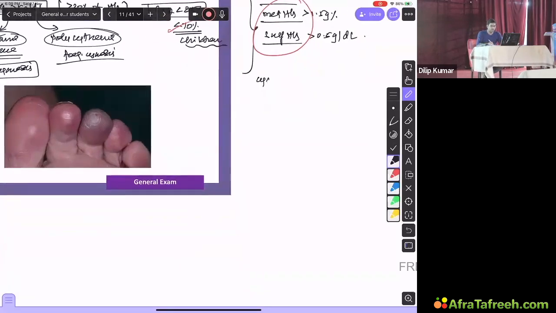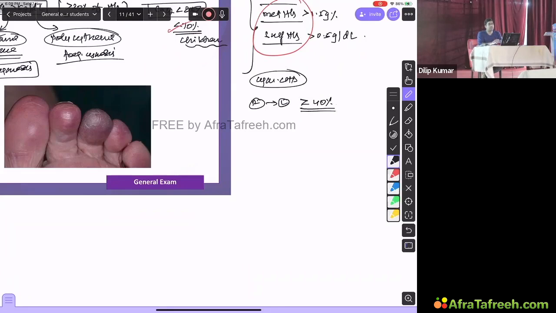Everyone knows that cyanotic congenital heart disease will produce cyanosis. There's no doubt about that. But how much blood should mix to produce cyanosis? The right to left shunt should be more than 40%, which means for every 100 ml of blood, 40 ml of deoxygenated blood should mix. Then only you will get cyanosis. The shunting should be at least 40%.